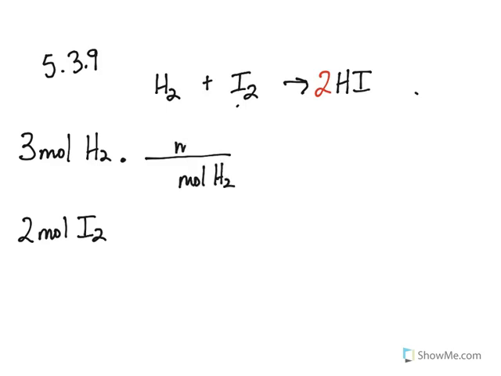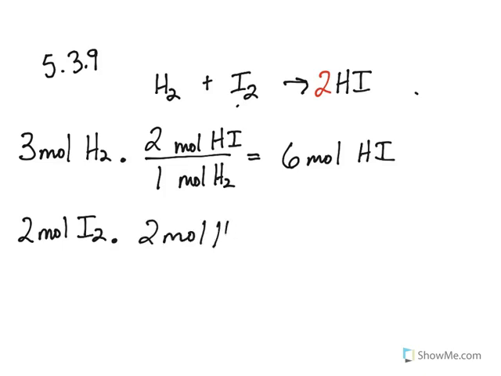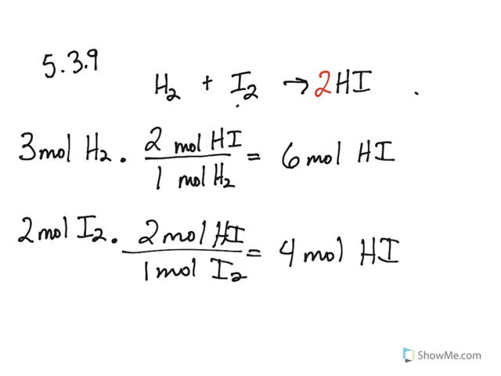By converting to moles of hydrogen iodide, I look at my balanced chemical equation. I have 1 mole of hydrogen for every 2 moles of hydrogen iodide. And so that's going to make 6 moles of HI, whereas the I2, also a 1-to-2 ratio, is going to make 4 moles of HI, so I2 is my limiting reactant.